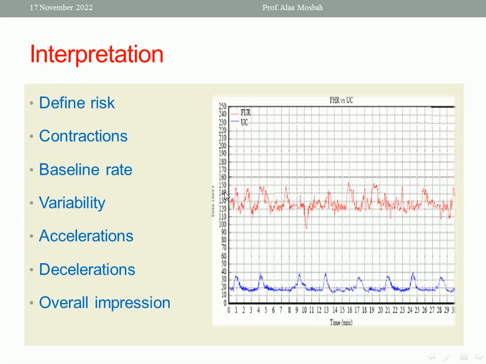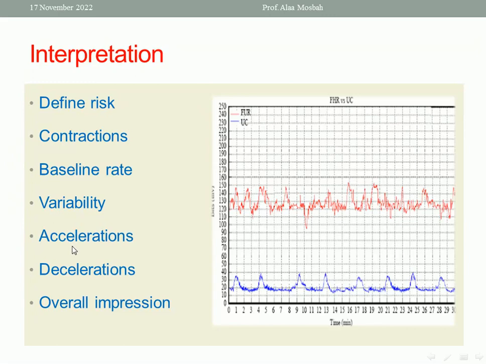So if you look here, you can see from one beat to the other, it is between 150 to 130, for example. So it is in the normal range. Okay, this is called beat to beat variability. It should range between 5 to 25 beats per minute.